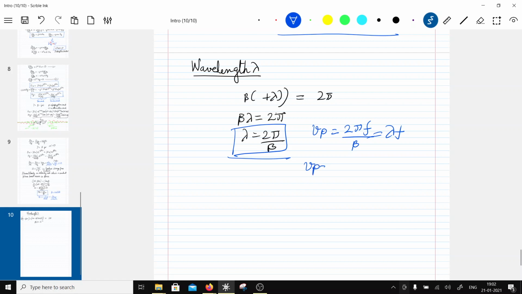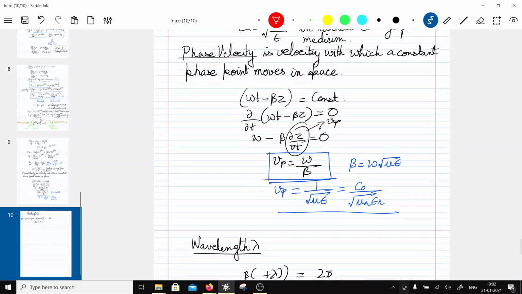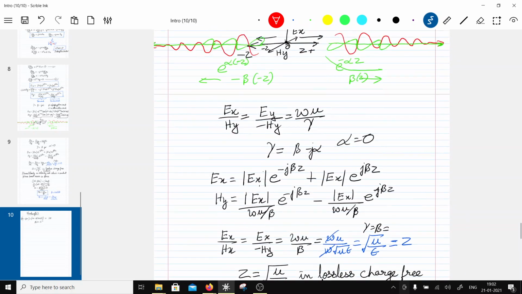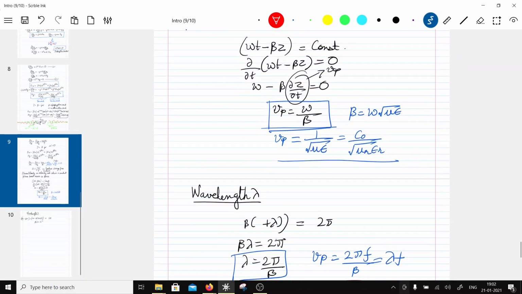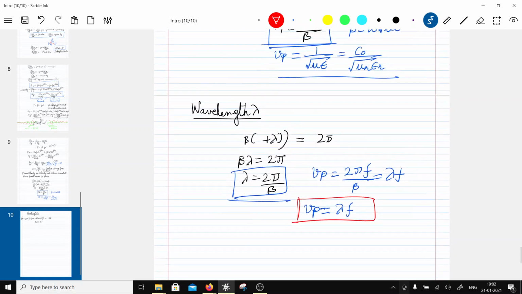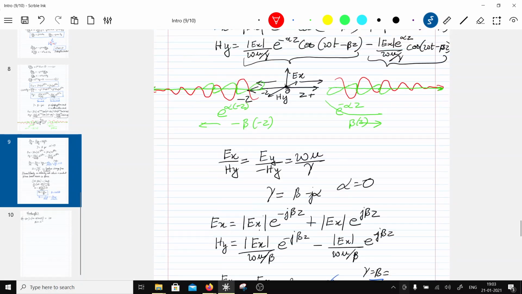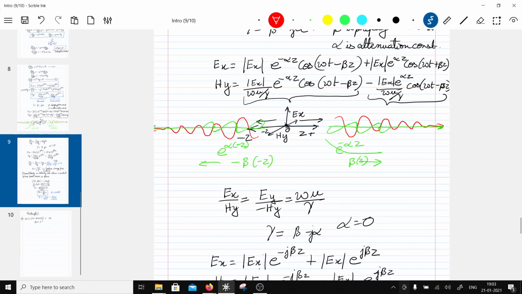Vp, velocity, is equal to wavelength into frequency. Okay, so this is going to be wavelength into frequency. This is another thing which you have to remember. Correct? So these are the basic relationships from here. And the solution is very simple, right? So this is for a lossless charge-free medium where alpha is equal to 0. Otherwise, you know, there is attenuation on left and right.